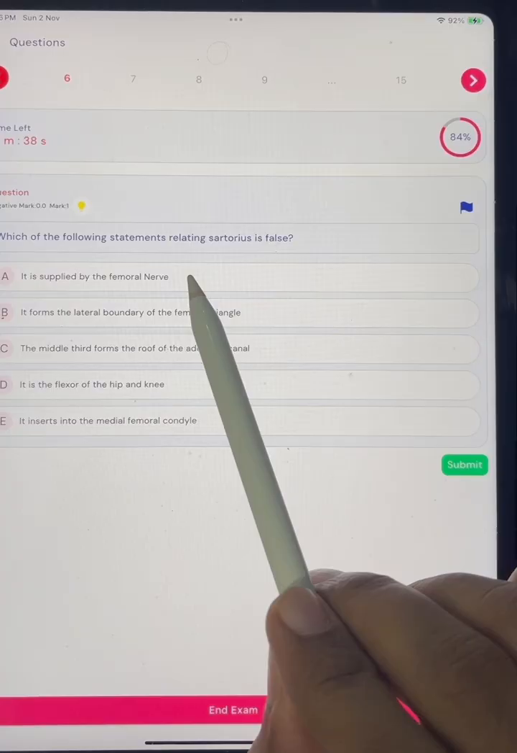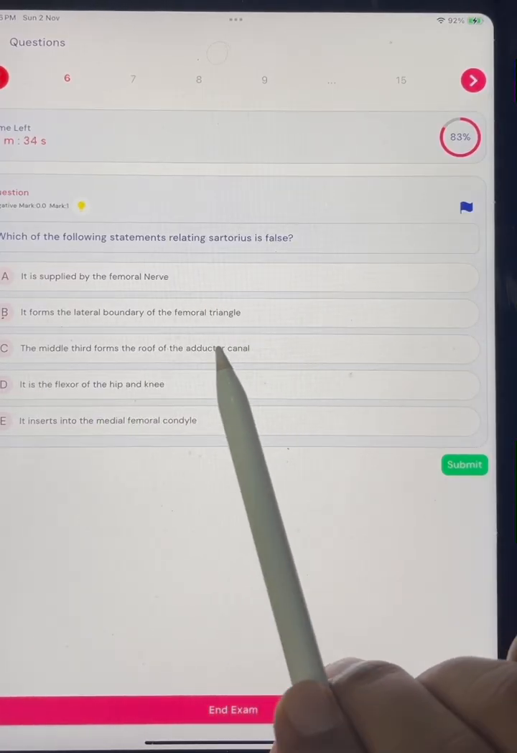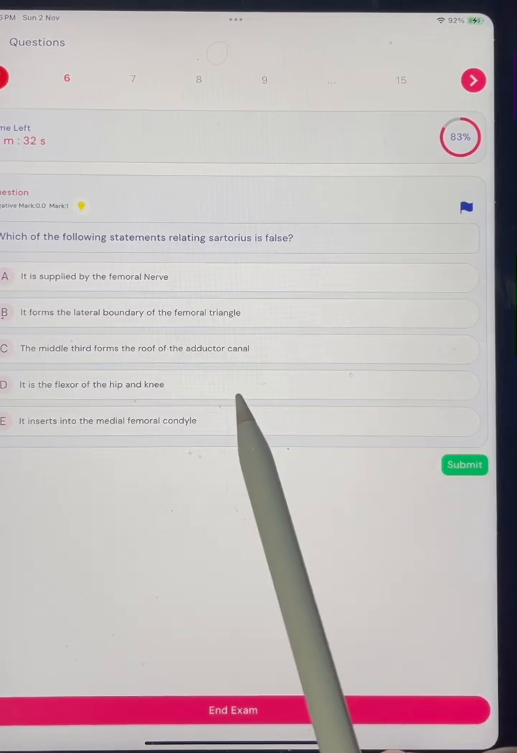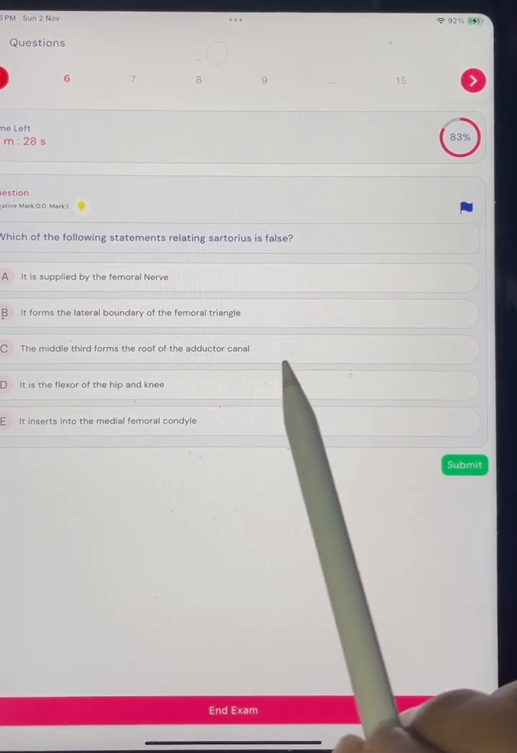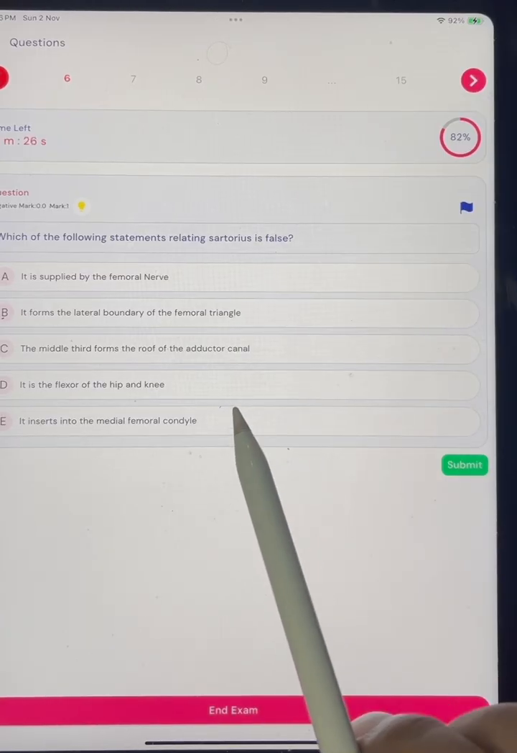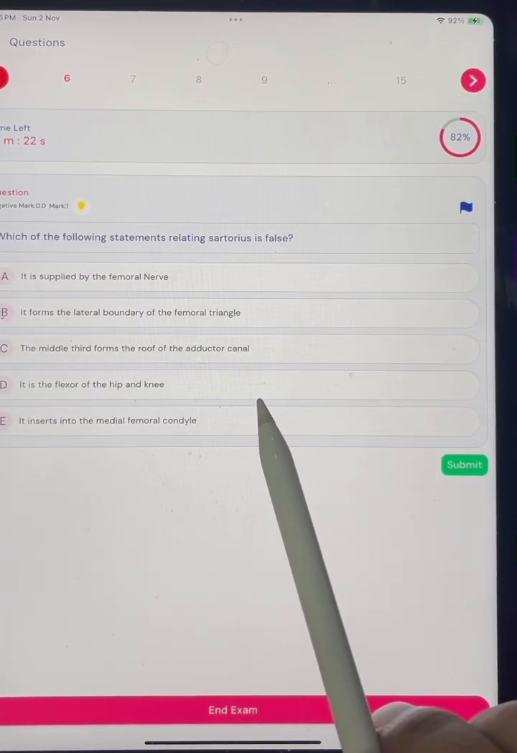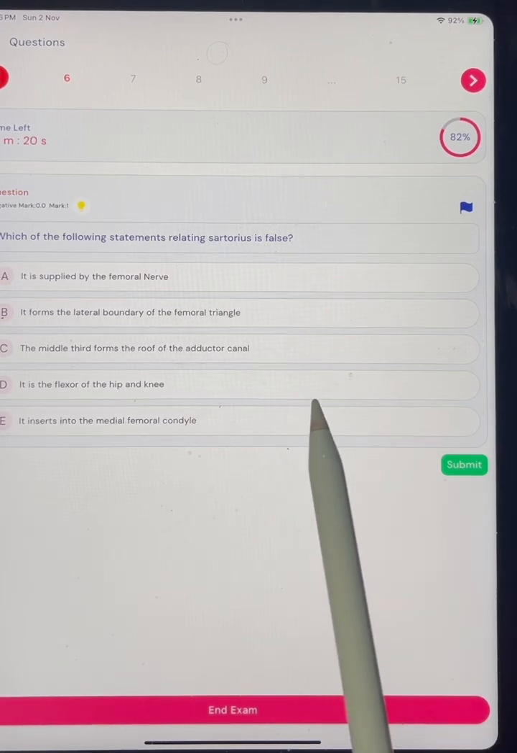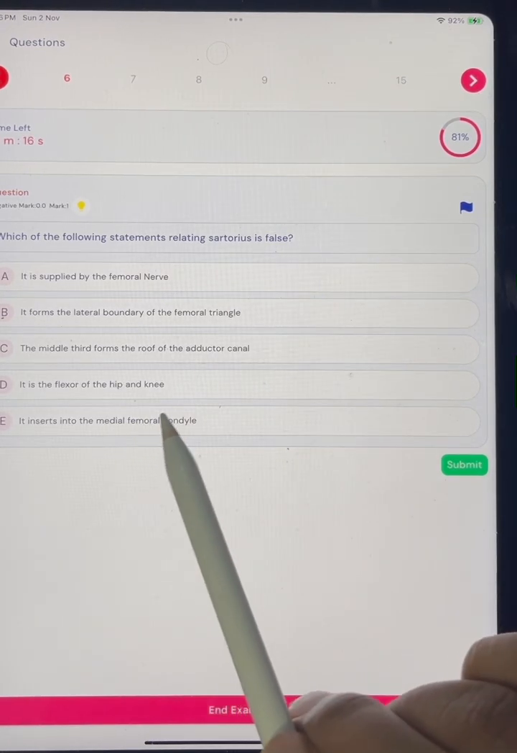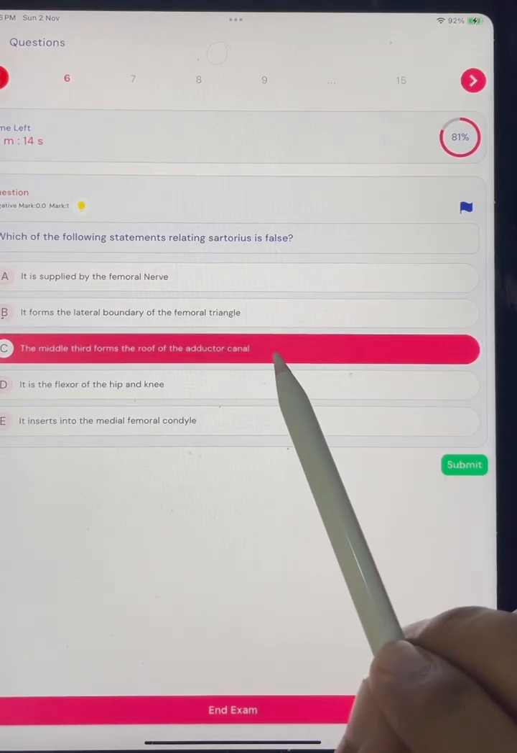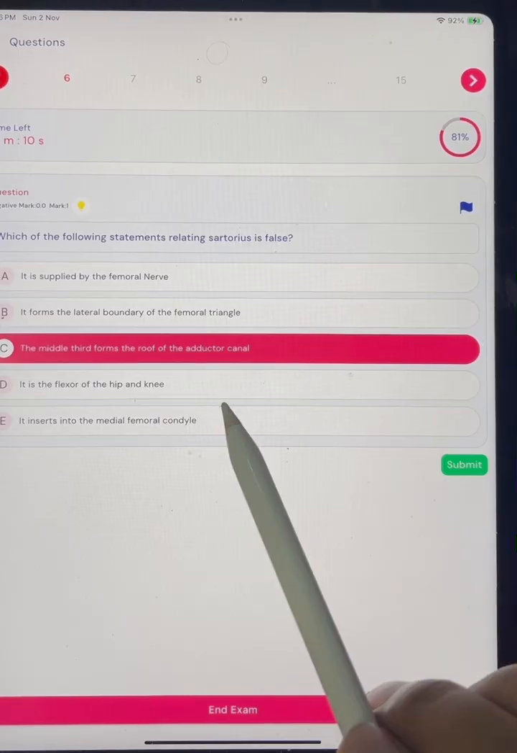Which of the following statements relating to sartorius is false? It is supplied by the femoral nerve. It forms the lateral boundary of the femoral triangle. Its medial third forms the roof of the adductor canal. If it forms the lateral boundary, it is a flexor of the hip. Let us see. This is the adductor canal, definitely. It is a flexor of the hip and knee.